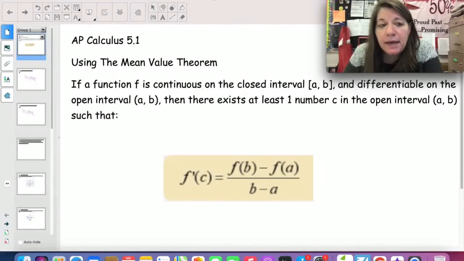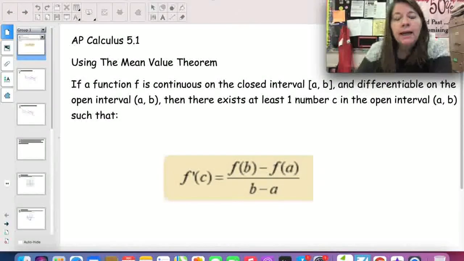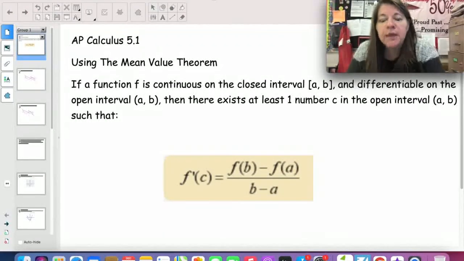This is AP Calculus 5.1, using the mean value theorem. We're going to talk about the mean value theorem and how we use it in real life problems and in graphs. The mean value theorem is very important for the AP test. They will always ask several questions on the mean value theorem, so it's one of those theorems that it's very important for you to learn.